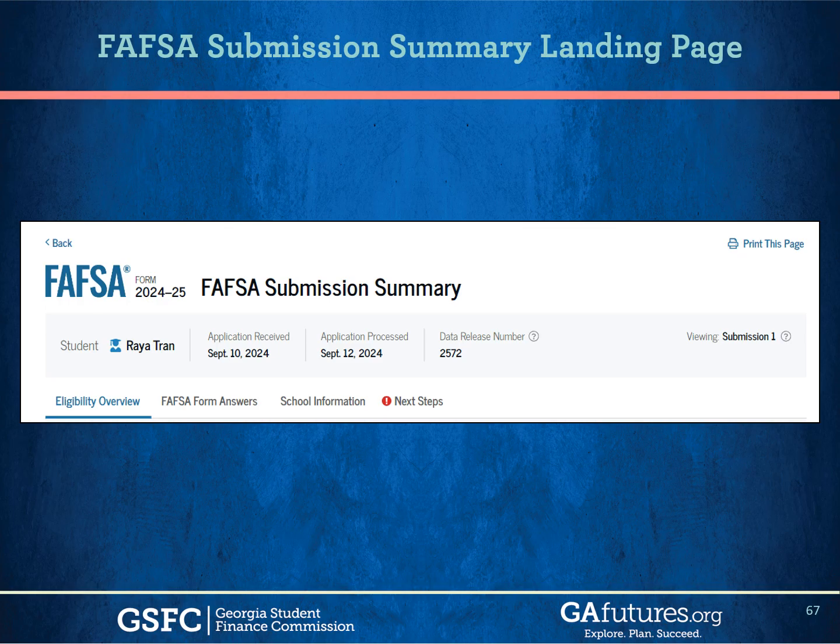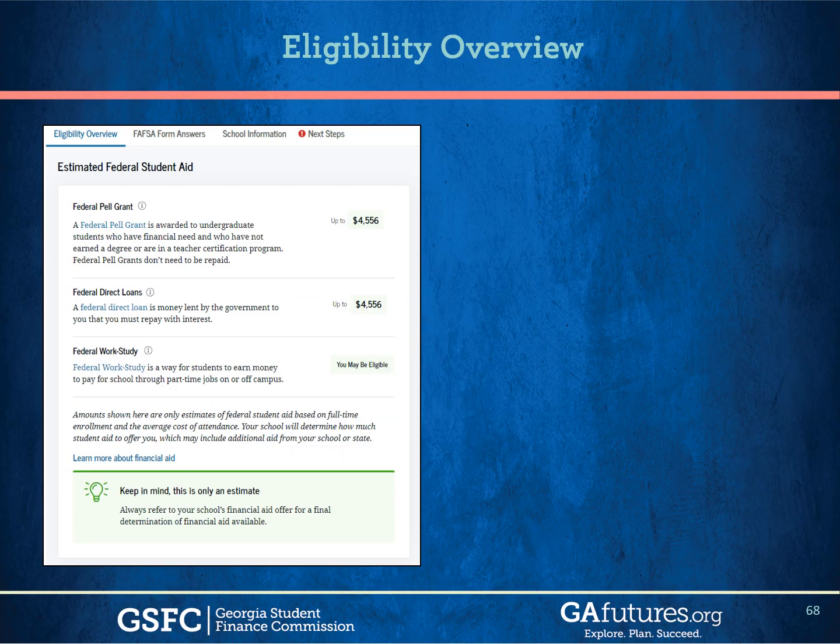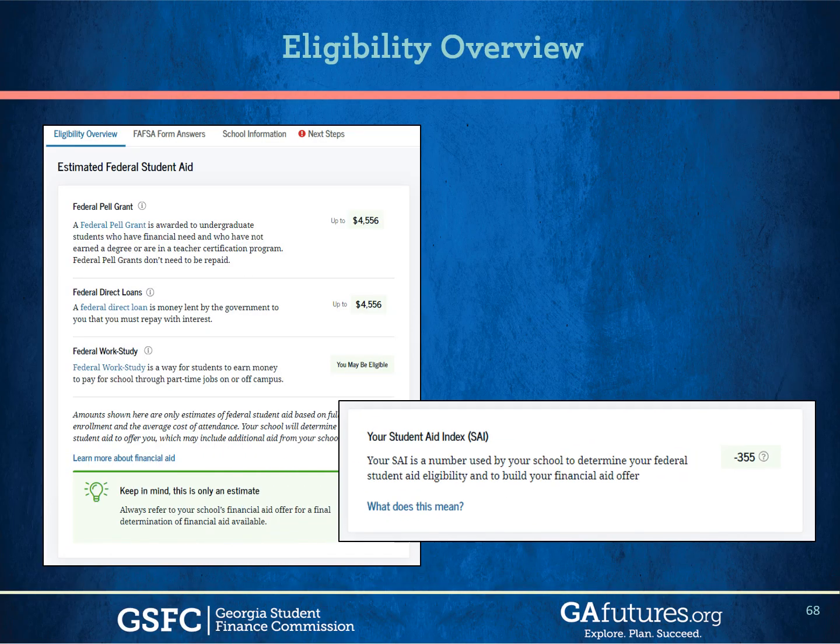At the top, the student will see information about when their form was received and processed. They also have the option to print their FAFSA submission summary to keep for their records. On the Eligibility Overview tab, the student will see information about what federal student aid they may be eligible for, such as federal Pell Grant and federal direct loans.